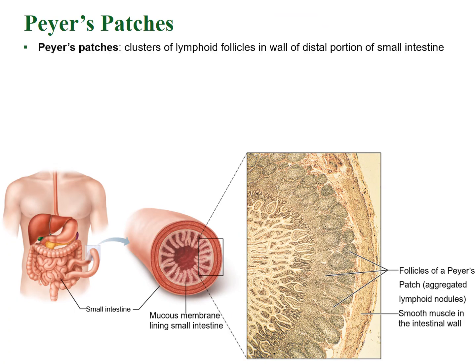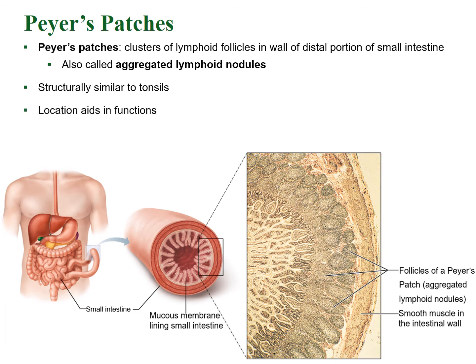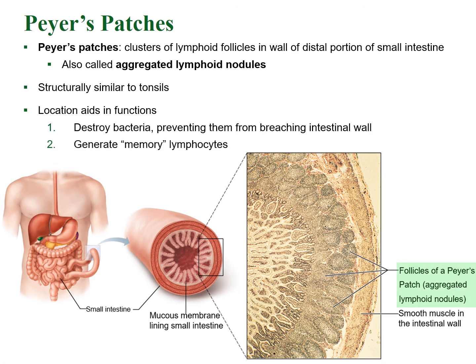So Peyer's patches are lymphoid follicles in the walls of the distal portion of the small intestine. They're sometimes called aggregated lymphoid nodules. So you can see on the right where the follicles of the Peyer's patches are. They're structurally similar to tonsils, so not completely encapsulated. And their location aids in their functions, which are, first of all, destroying bacteria, preventing them from getting through the intestinal walls, and also to generate memory lymphocytes.